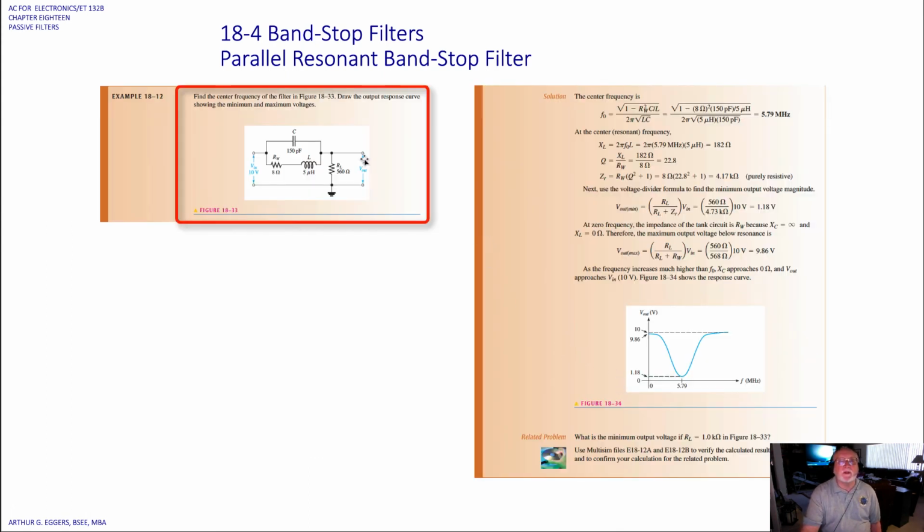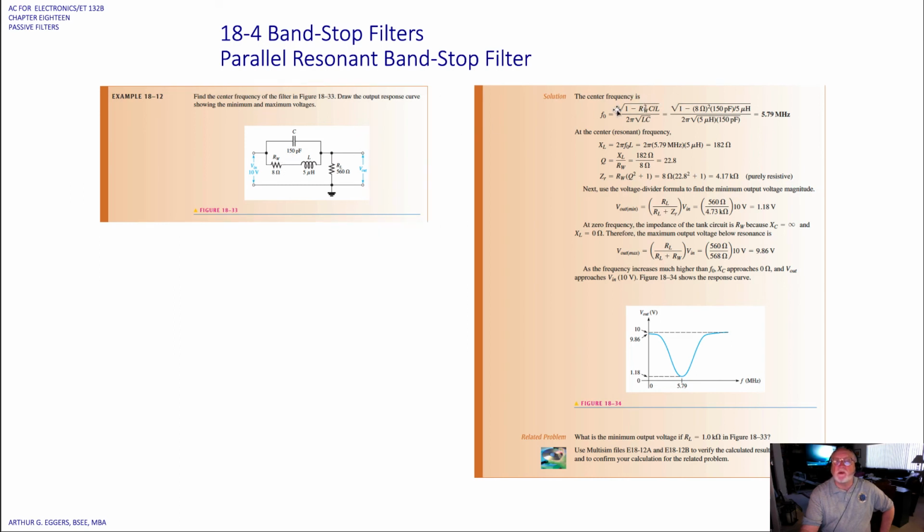Parallel band stop filter, again, another one, a little more sophisticated here. They're showing it where we have a winding resistance. So they want us to use the non-ideal case. You can see right here in the solution, there's our winding resistance being placed in the relationship. Notice it's an 8 ohm winding resistance. Again, very small. Go through and do it this way.